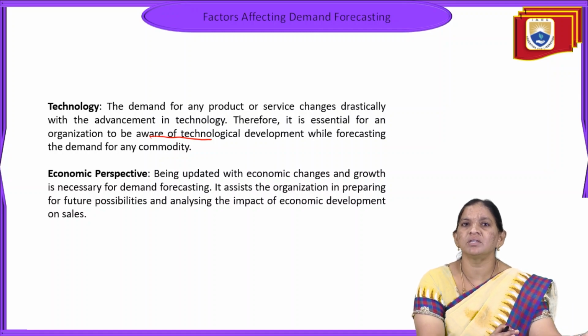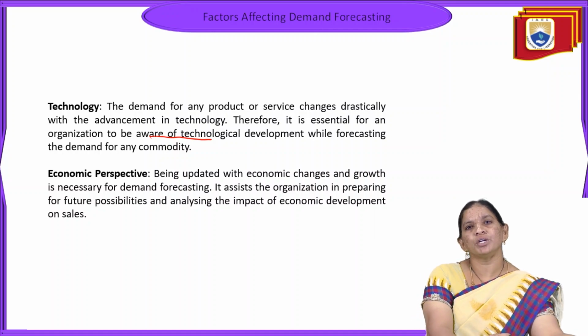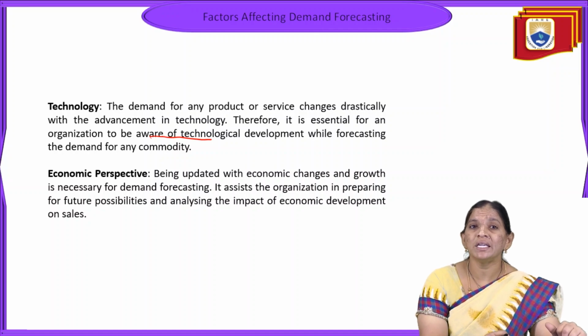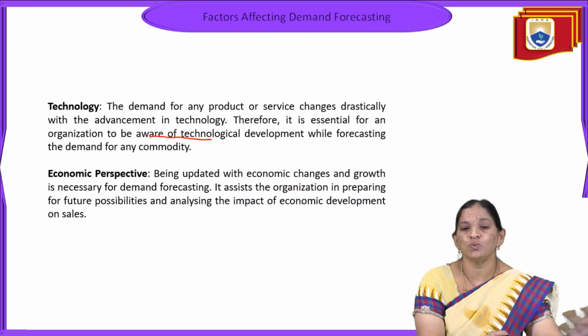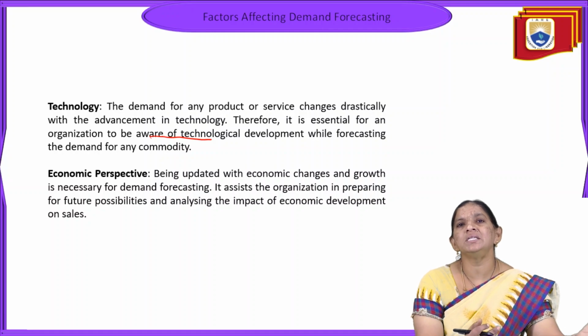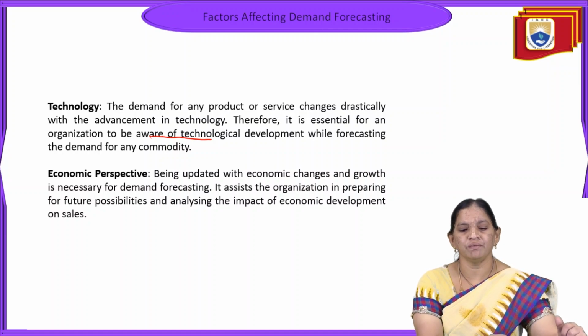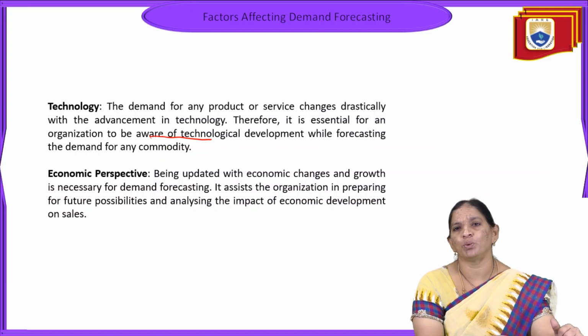Then automatically the budget comes. Mine is a steel factory. For example, I am in iron and steel production. If the budget raises the price of the raw material of steel, there is a considerable effect upon my production. So we should identify the economic budget, economic events, exports, imports, and policies, so that they are considered in order to have a perfect demand forecasting. This assists an organization in preparing for future possibilities and analyzing the impact of economic demand upon sales.